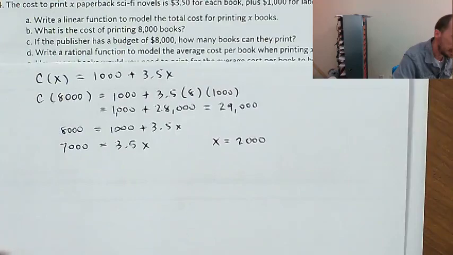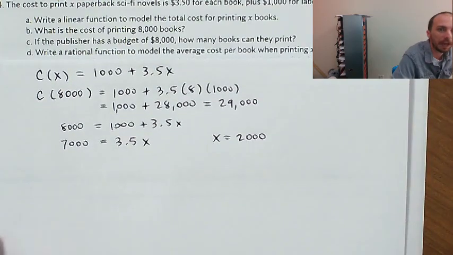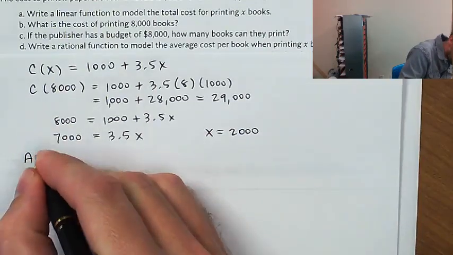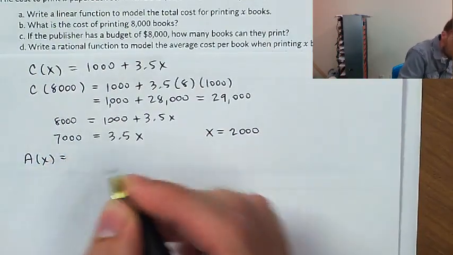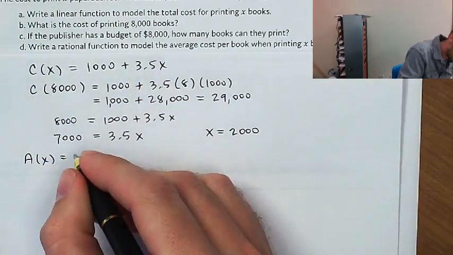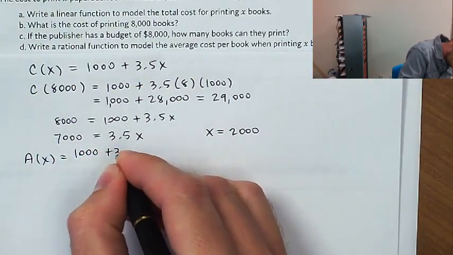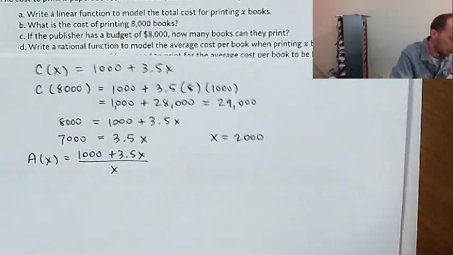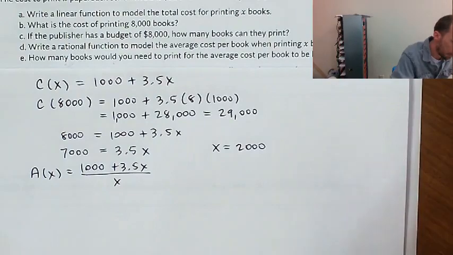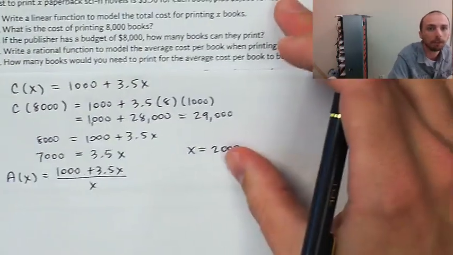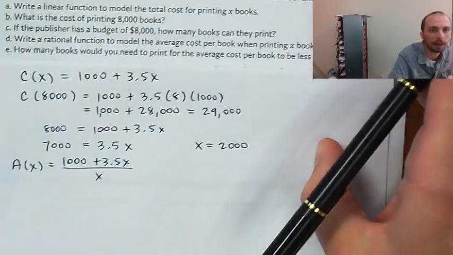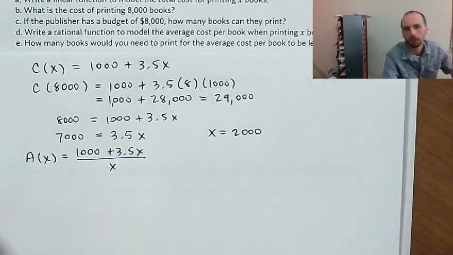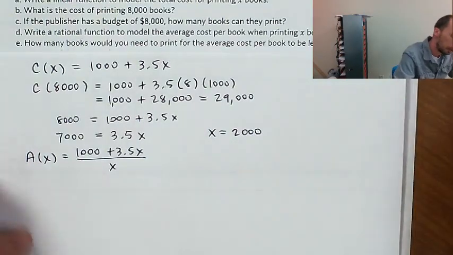Okay. D, write a rational function to model the average cost per book when printing x books. Okay, well, the average cost is the total cost divided by the number of books. So it's going to be the C of x function divided by the number of books, which is x. Okay. How many books would I need to print? So what value of x gives me average less than 5? So let's just find how many books would give me an average of exactly 5, and then we say more books than that will push the cost down.